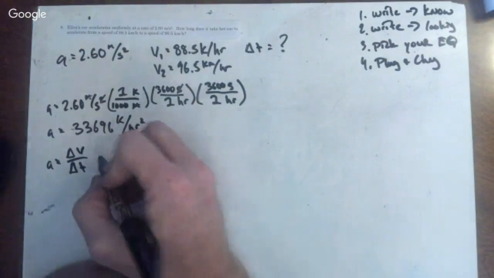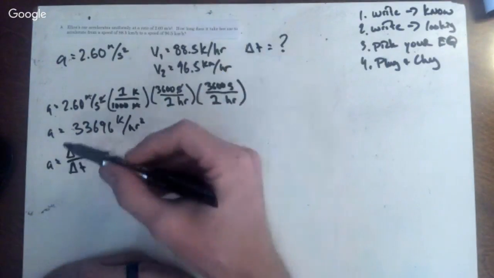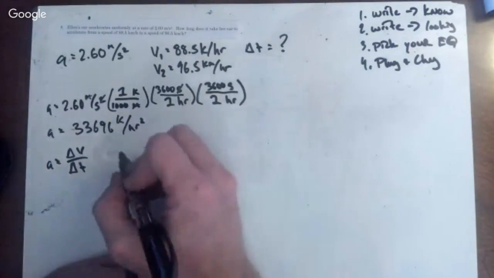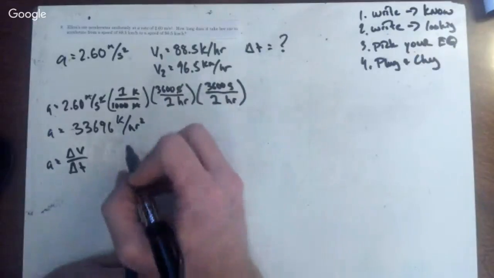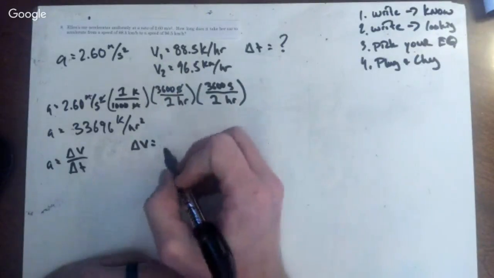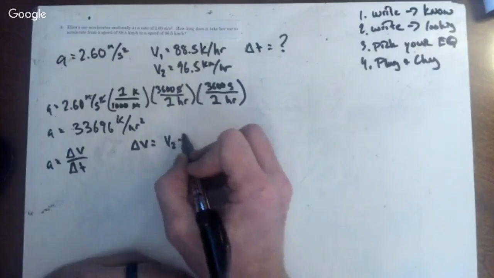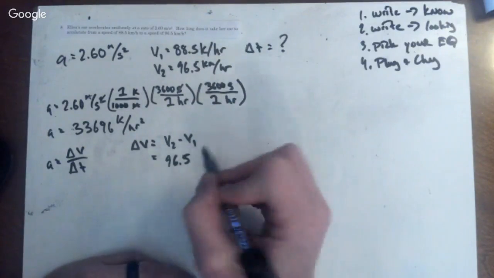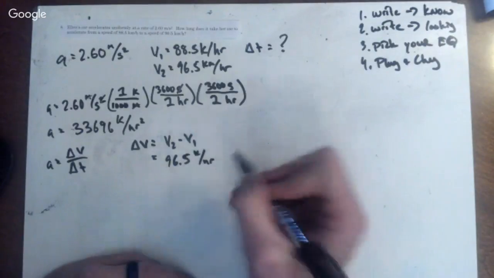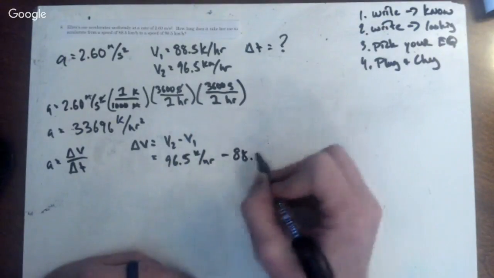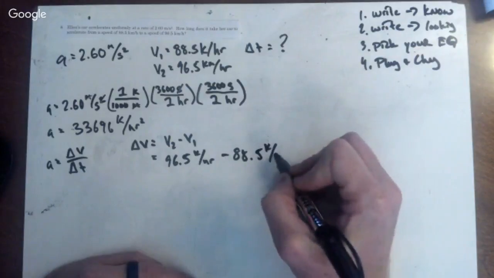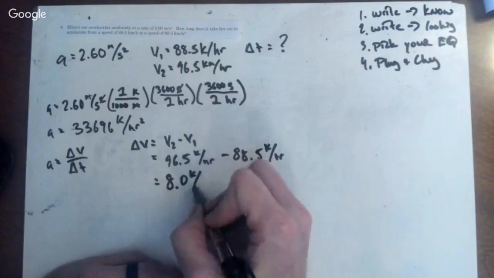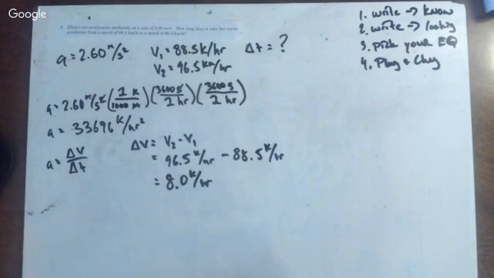Now, we weren't given a change in velocity directly, so what we have to do is actually calculate our change in velocity. Another way to write change in velocity is v2 minus v1, okay? And we have those. 96.5 k per hour minus 88.5 k per hour, and that just equals 8.0 k per hour.